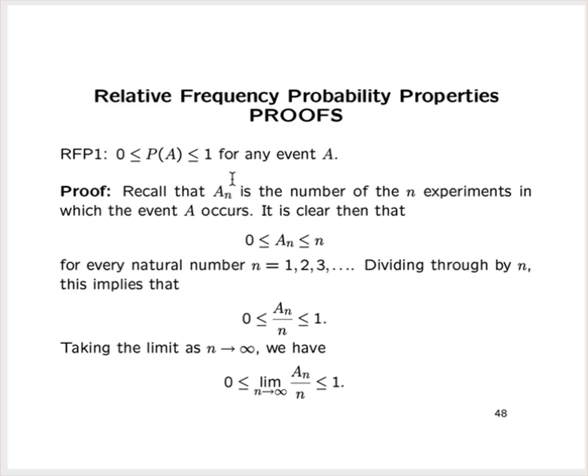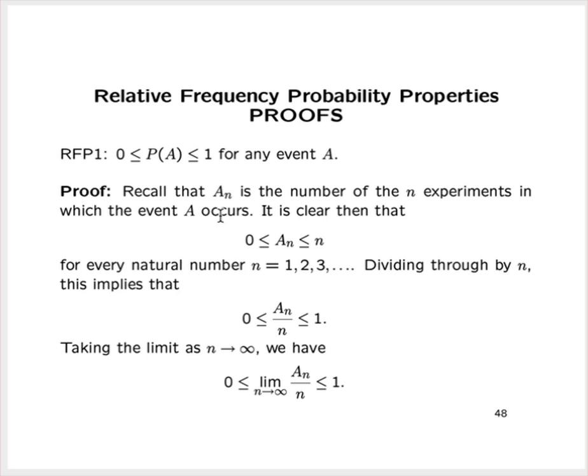Recall that cap A sub n is the number of the n experiments in which the event A occurs. So A sub n is a counter counting the number of times that the event A occurs in the n trials. It's clear that the number of times that the event A occurs has got to be greater than or equal to 0, and it can be no more than n, and this is for every n going from 1 and on out. So these relationships hold for every natural number n.